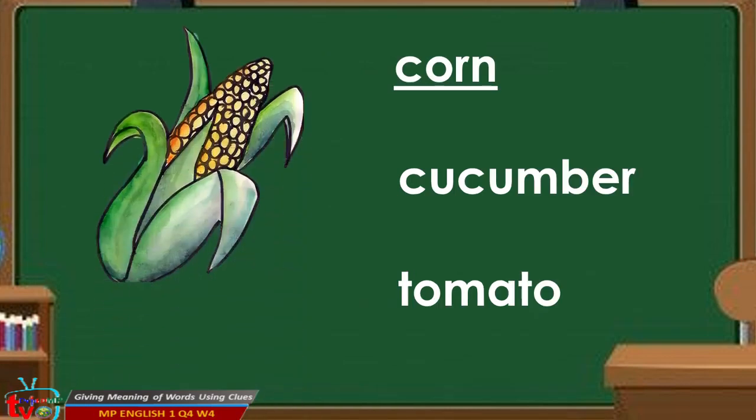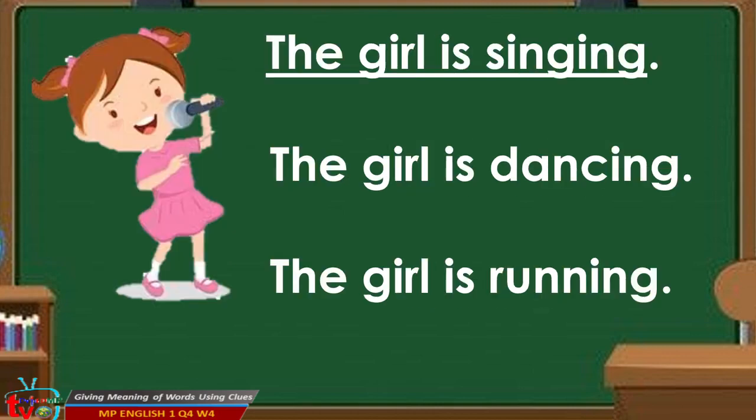Corn, cucumber, tomato. The underlined word is corn because the picture shows a corn. The girl is singing. The girl is dancing. The girl is running. The underlined sentence is the girl is singing because the picture shows a girl singing.